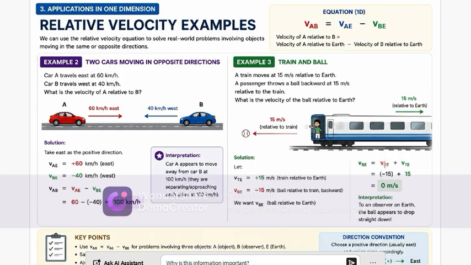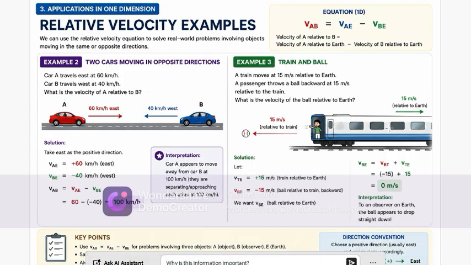Now the velocity of bow relative to train is going in the opposite direction of the train, so we put in a negative. The velocity of train relative to Earth is 15, so negative 15 plus 15 gives 0. So to an observer on Earth, the bow appears to drop straight downward, because the velocity is 0.